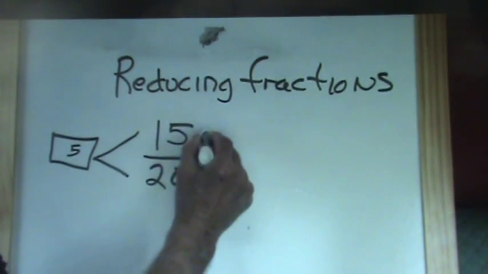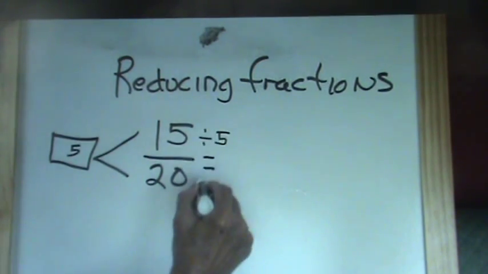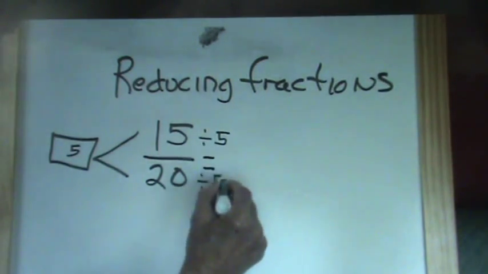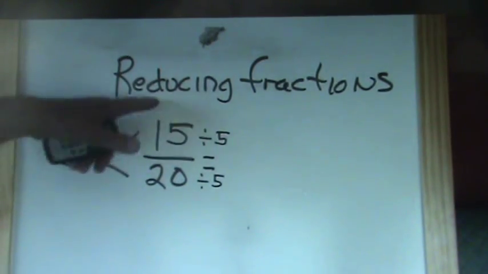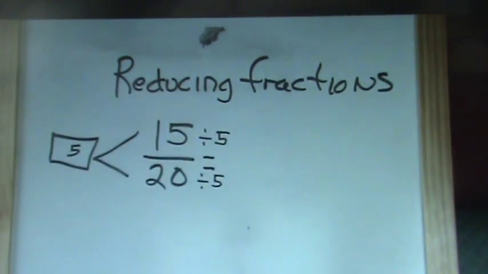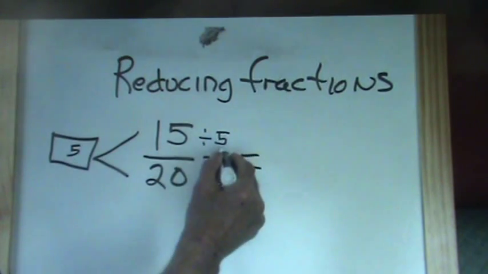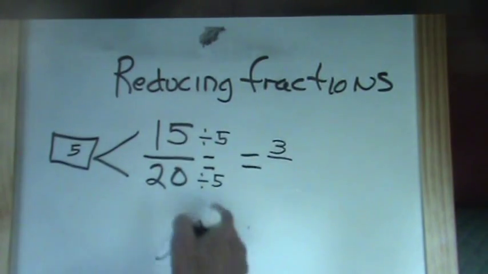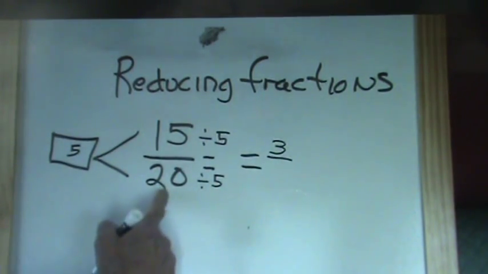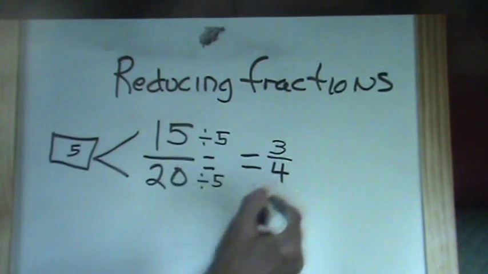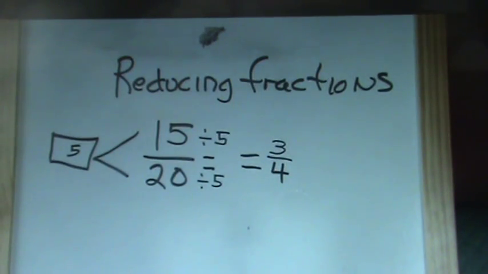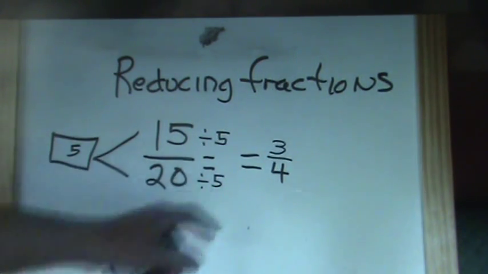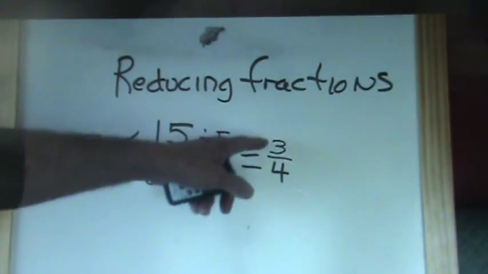So we divide then the numerator and the denominator by that number, by 5. 5 goes into 15 3 times. 5 divided into 20 goes 4 times. So now we have renamed the fraction 15/20ths, and its smallest name is 3/4.